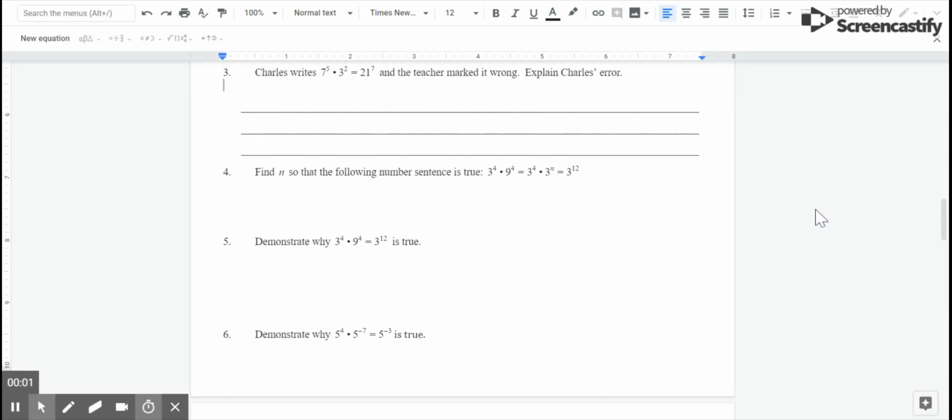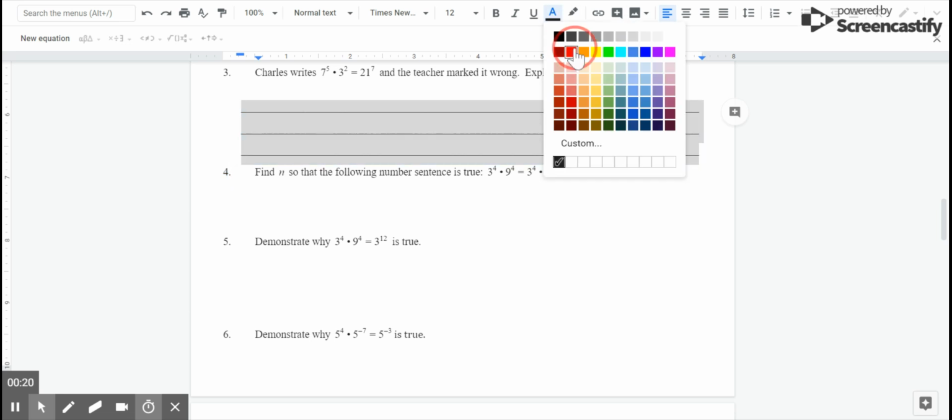Number 3: Charles writes 7 to the 5th power times 3 squared equals 21 to the 7th power, and the teacher marked it wrong. Explain Charles's error. So in short, Charles is wrong because he would need to have like bases in order to apply the rules of exponents.